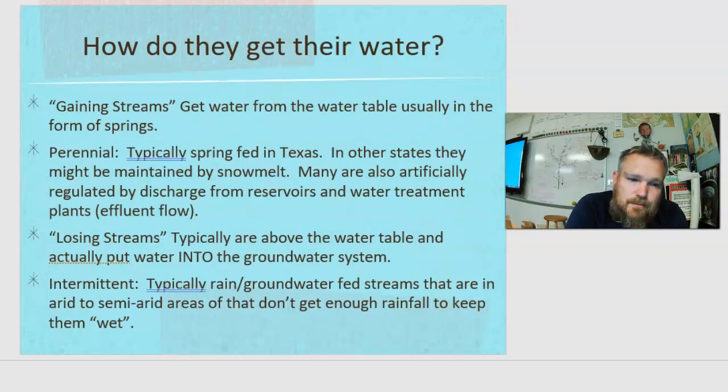Then losing streams, typically they're losing water from the stream bed into the ground, so they're drying up. So these would be your intermittent streams. When enough water soaks into the ground, the stream is dry at that location. So if you know, gaining streams have water always coming in from the ground, and then intermittent have water always going into the ground, then you would probably be okay.